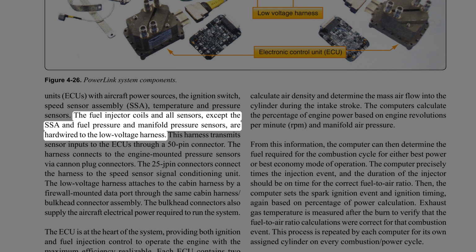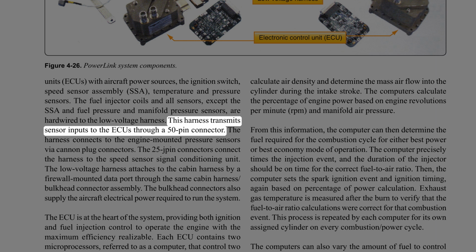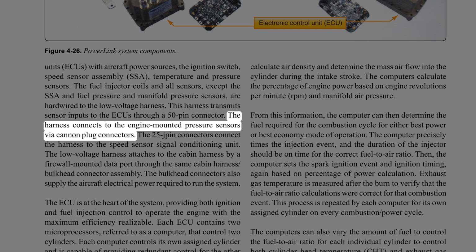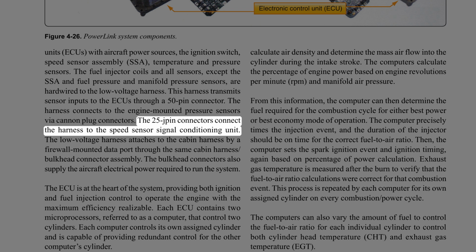The fuel injector coils and all sensors, except the SSA and fuel pressure and manifold pressure sensors, are hardwired to the low voltage harness. This harness transmits sensor inputs to the EICAS through a 50-pin connector. The harness connects to the engine-mounted pressure sensors via Cannon plug connectors. The 25J pin connectors connect the harness to the speed sensor signal conditioning unit.